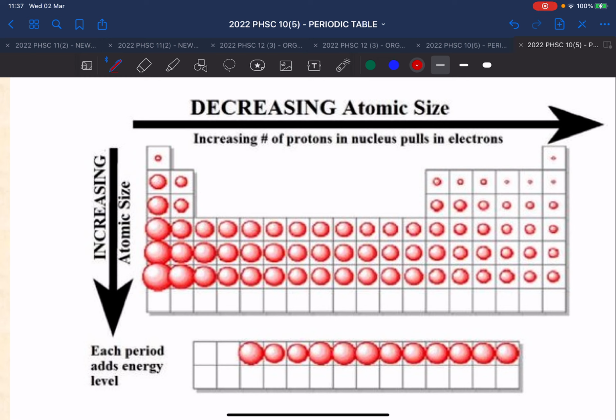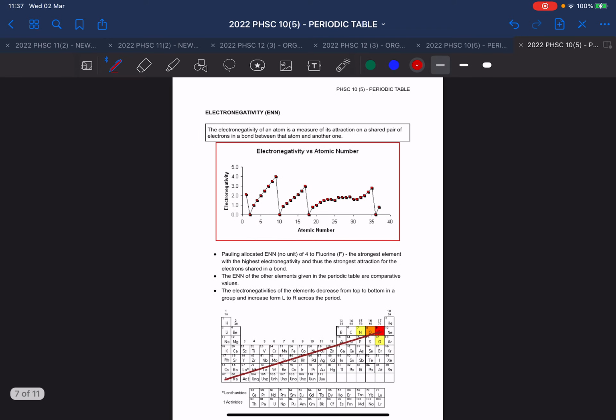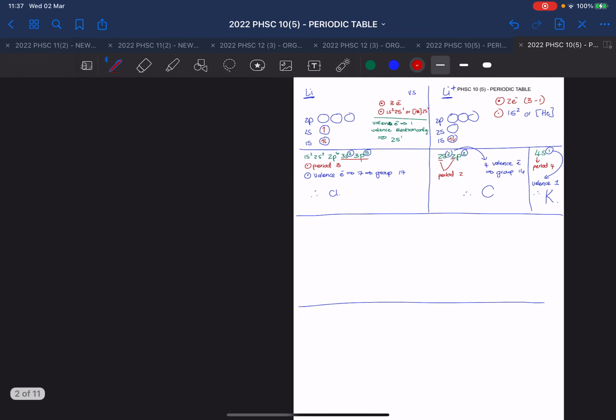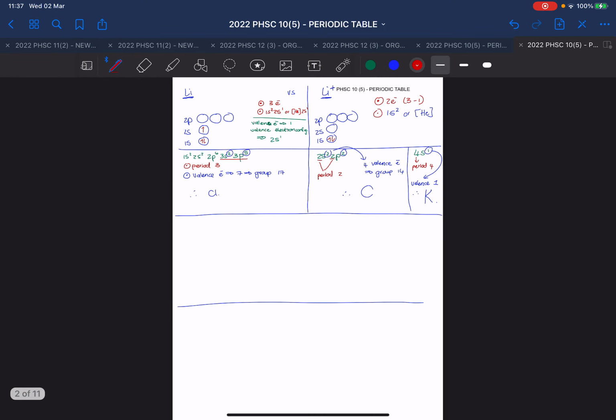What you must understand is it goes smaller from left to right. Now, why does it become smaller? Because we add a proton and an electron. We add a proton and an electron. So, shouldn't it become bigger or something? What I want to look at is, you remember we left a few things open on a page. I want to go there.